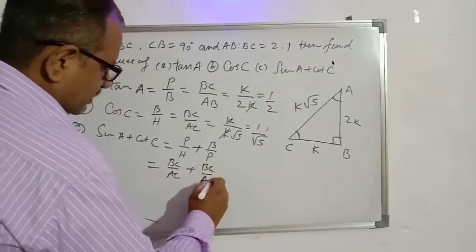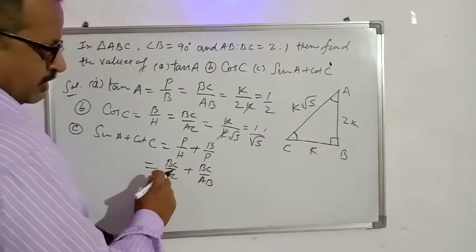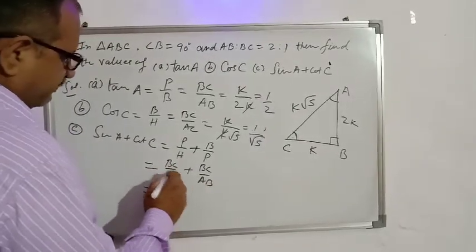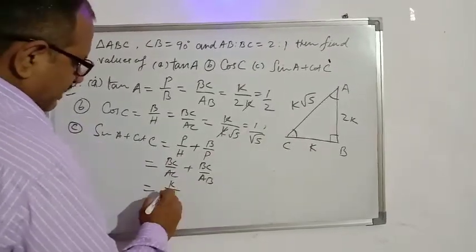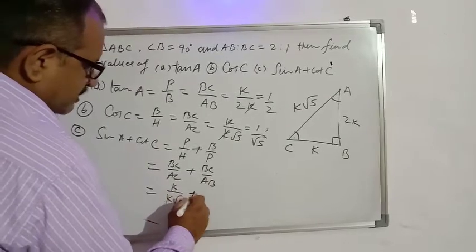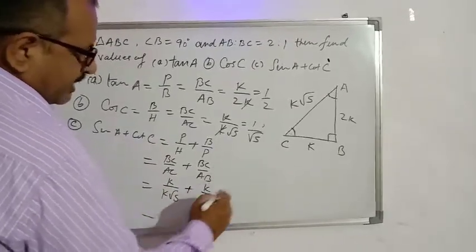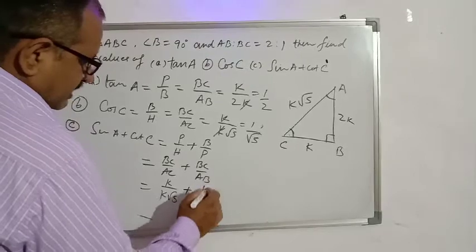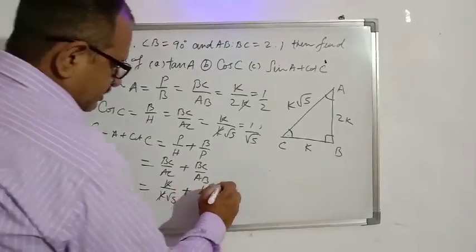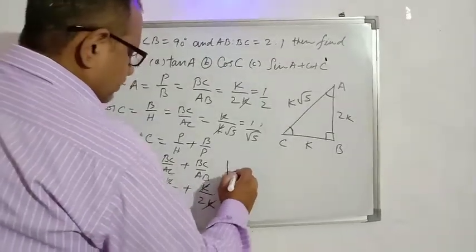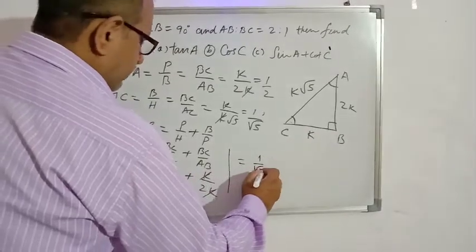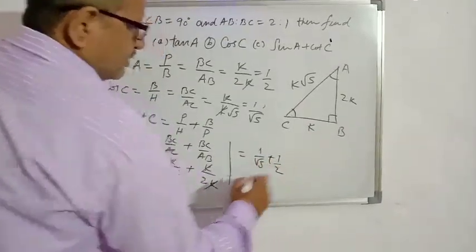BC upon AB. What is the value of BC? K. AC is K root 5, plus BC is K, AB is 2K, we can cancel K. So it will be 1 by root 5 plus 1 by 2.